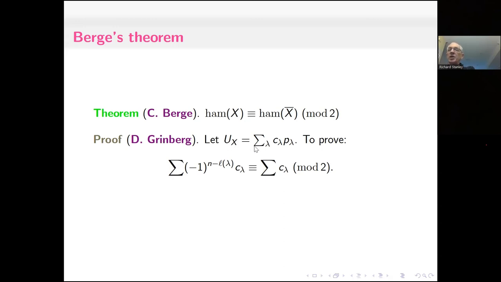So UX is the sum of C lambda P lambda, and remember these C lambdas are all integers. This sum here is the number of Hamiltonian paths in X complement, and the other sum with signs is the number in X, and we have to show they're congruent mod 2. Of course, it's trivial because the signs all go to 1 mod 2. So that's the very elegant proof of Dari.